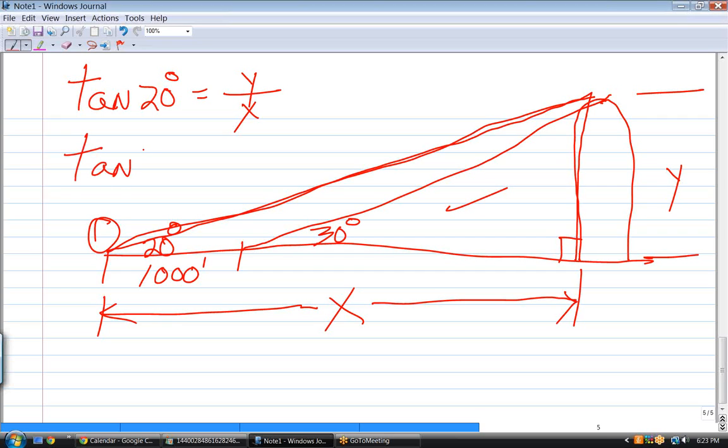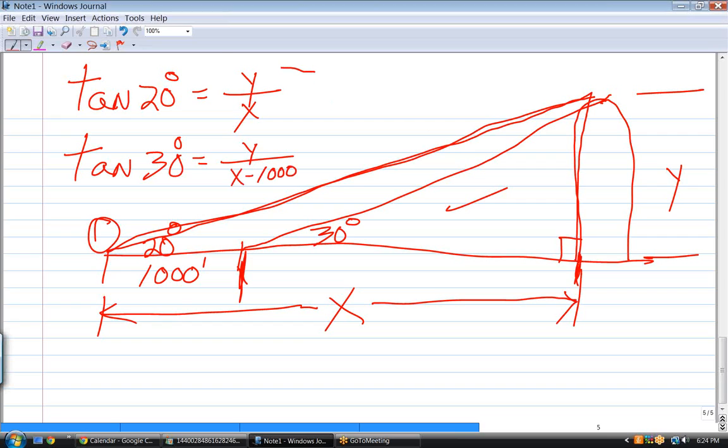It'd be tangent of 30 equals x over y. No. Or y over x. No, this distance is not x. Oh, is it x minus 1,000? 1,000.